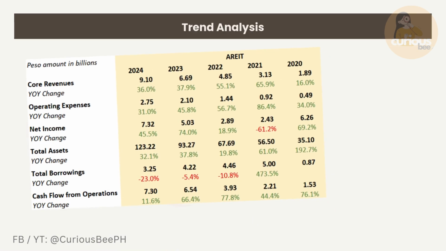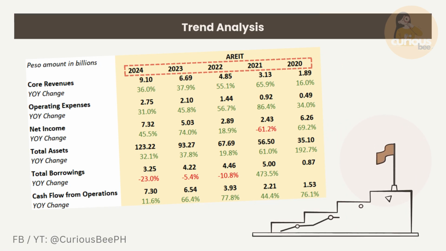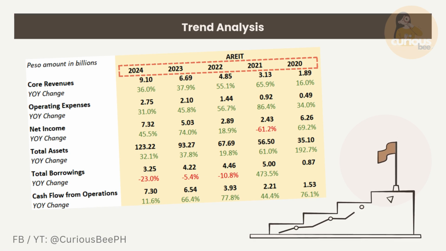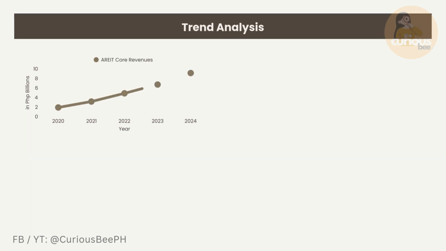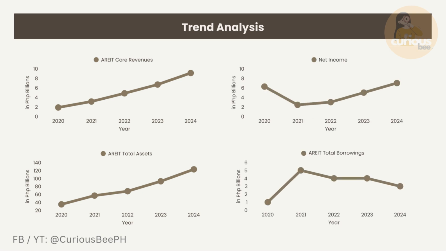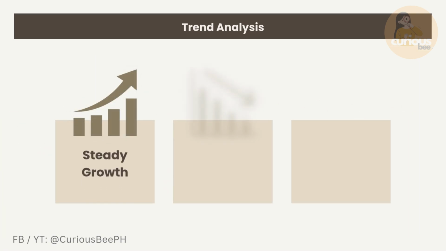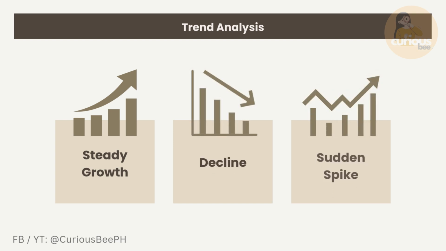Trend analysis is a longer view. Instead of comparing just two years, it shows the direction over several periods. Through trend analysis, we can see the growth in core revenues and total assets, a dip in net income, and a spike in total borrowings. This helps spot patterns such as steady growth, decline, or sudden spikes.